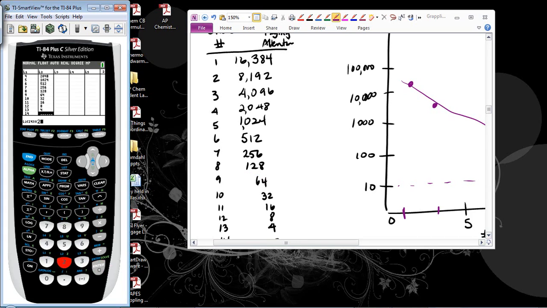Four, 2, and 1. Thankfully that worked out. Now hopefully I didn't make any egregious typing errors. Alright, so I need to make sure I have a plot on. I do. I have this one on, and it's going to plot L1 and L2, which is peachy. And so if I go zoom 9, it should make the graph.